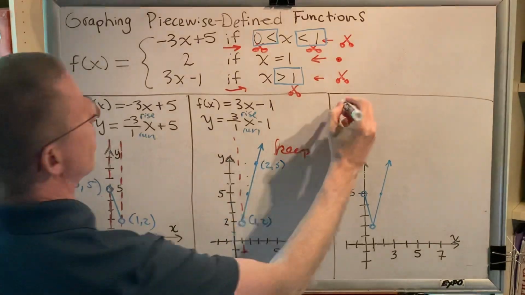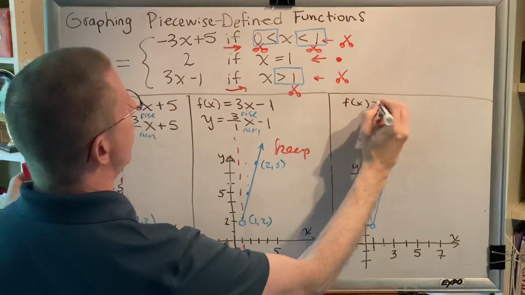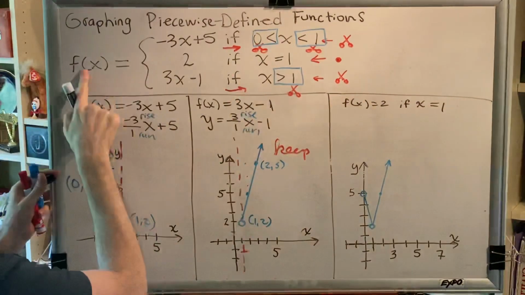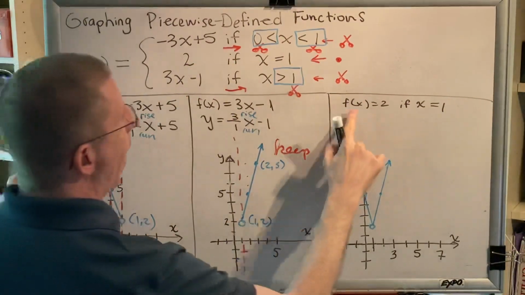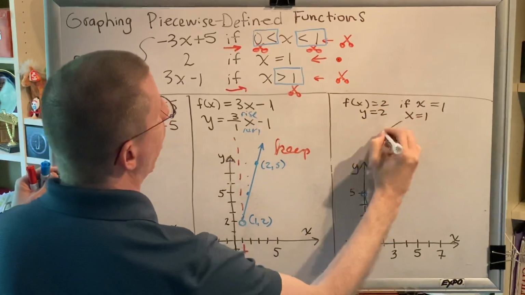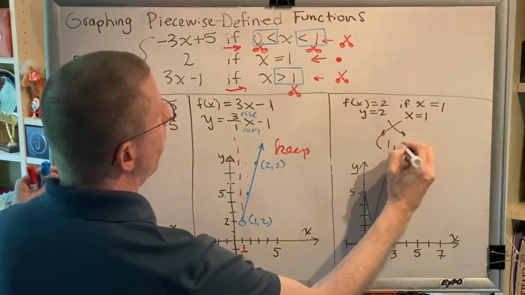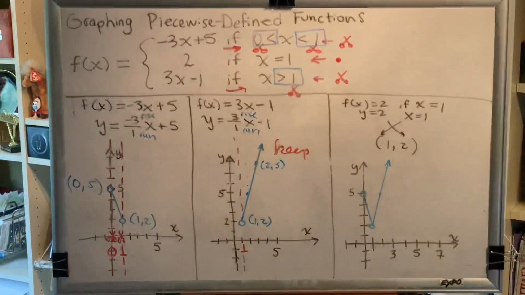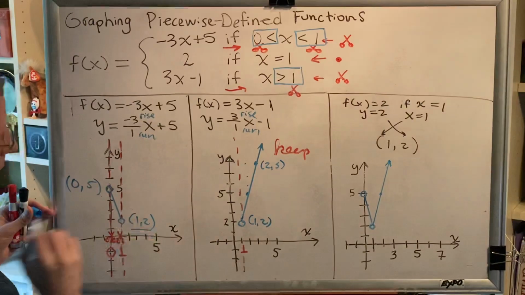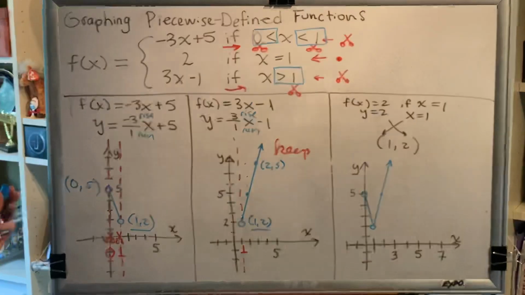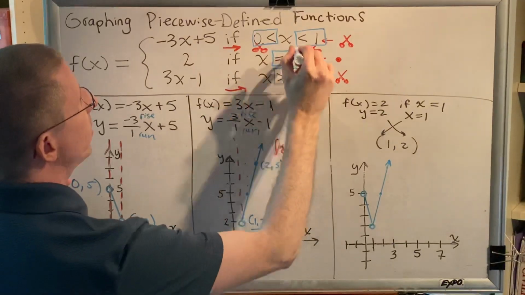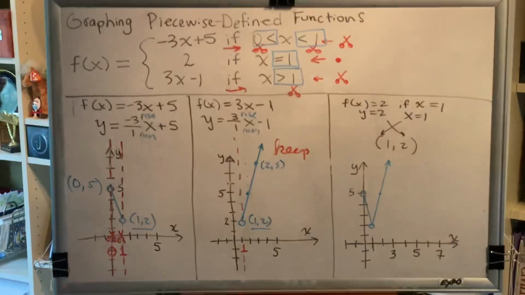The middle one says f of x equals 2 if x equals 1, the middle line. So f of x is the same as y, so we get y equals 2, x equals 1. And when you write that as an ordered pair, you get the ordered pair 1, 2. So it seems like that point is showing up a lot in this problem. 1, 2. And now we're going to put a closed dot, because it says equals, at 1, 2.